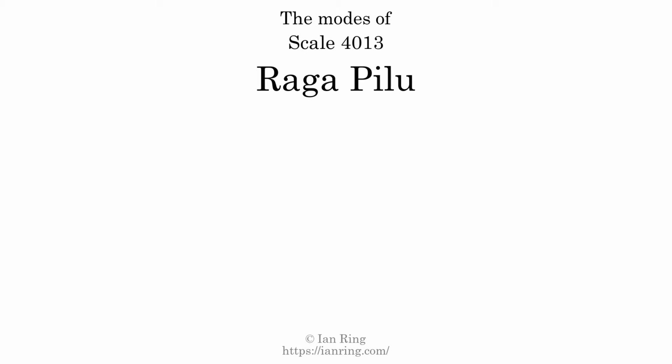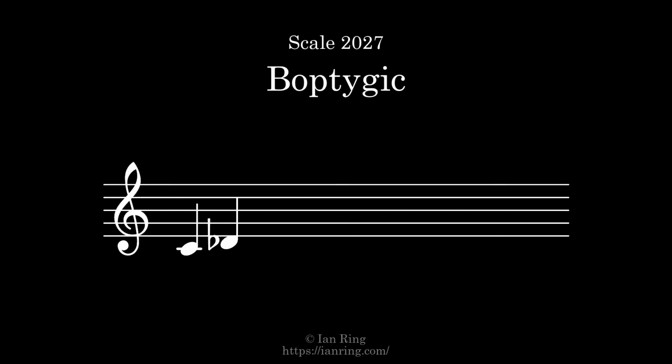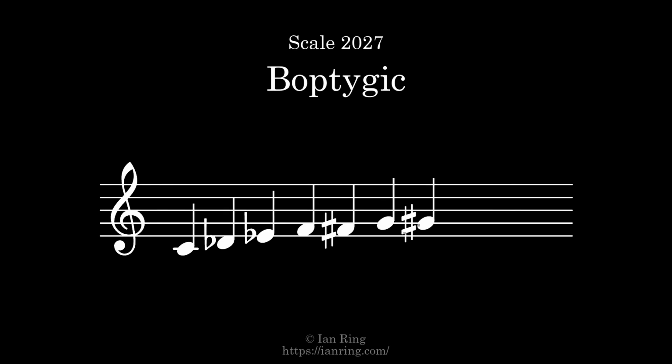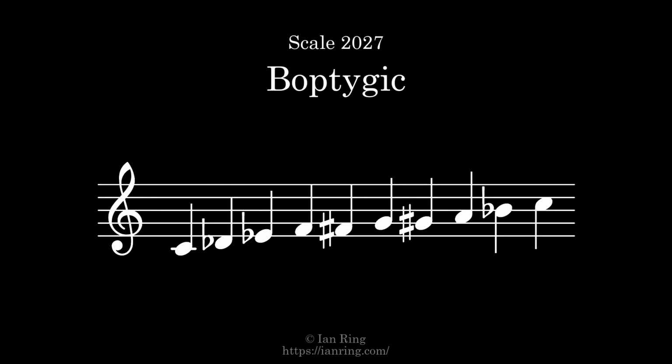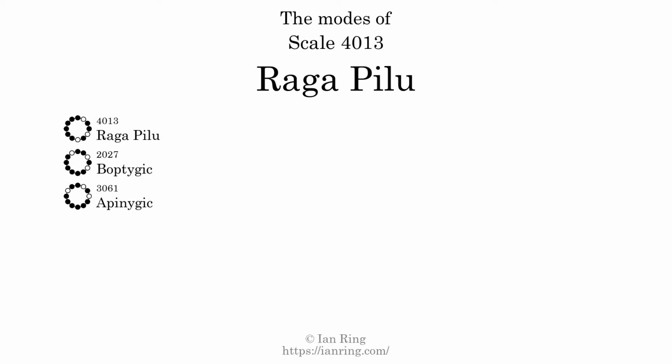This scale has 9 modes. The first mode is itself. The second mode is scale 2027, also known as boptagic. It sounds like this. The third mode is scale 3061, also known as apanagic. It sounds like this.